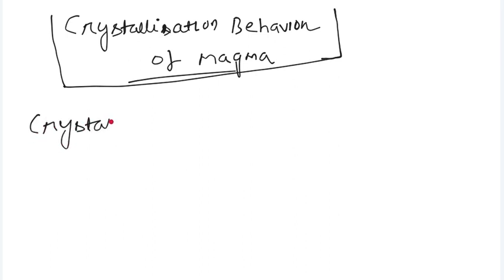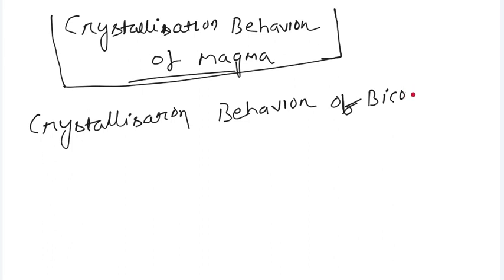Crystallization behavior of bicomponent magma. Magma that consists of two components, or you can say two minerals. Generally, here we are considering two minerals, but there are two components. So magma consists of two components, which is bicomponent. If they consist of two components, there are different relationships between components, according to the crystallization behavior that will be shown by the magma.